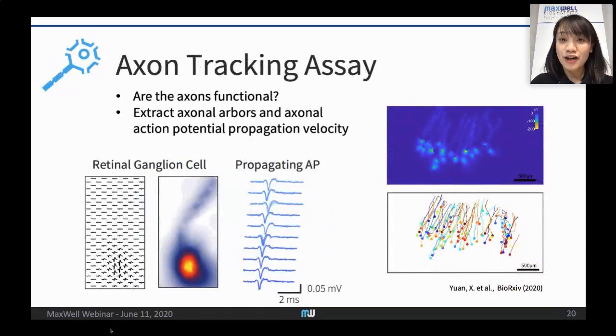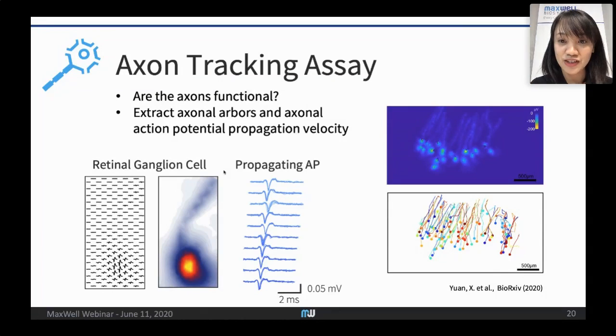Okay. Another one that is very special to our system is the axon tracking assay. Here we ask, are the axons functional? And we can use this to extract axonal arbors and axonal action potential propagation velocity. Here on the bottom left side, you can see what we call an electrical image of a single cell, in this case, a retinal ganglion cell. And we can also follow the action potential propagation along the axon here.